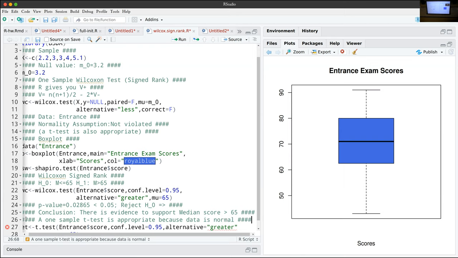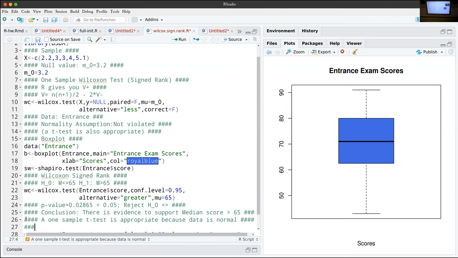Okay. Let's see if you can give me the null and the alternative. What is the null? It has to do with the mean. Oh, the mean is greater than mu, right? Not the median. Mu is less than or equal to 65. Put a note here. M is the median score. Mu is the mean score, average score, same thing.